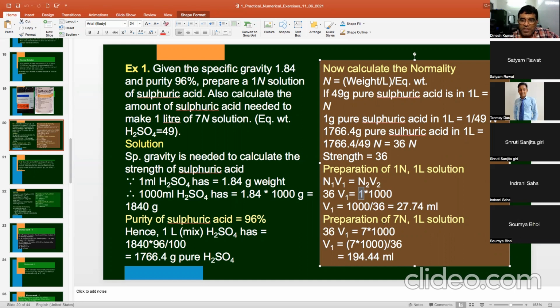Suppose you want to prepare 7 normal 1 liter solution. So you know the strength 36, the volume V1 you don't know, and you want 7 normal, so 7, and you want 1 liter, so 1000 ml. You get V1 as 194.44. Take this much quantity of acid from the bottle, which is 36 normal, mix in water and make up the volume to 1 liter. Then you will have 7 normal solution.